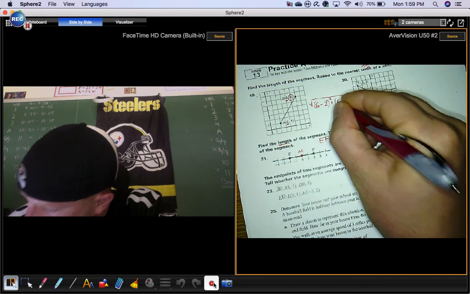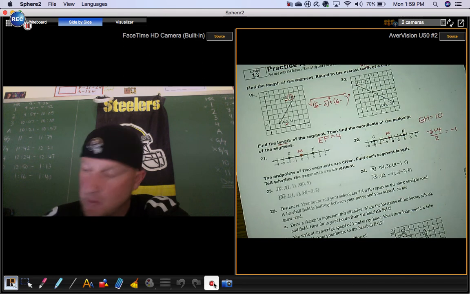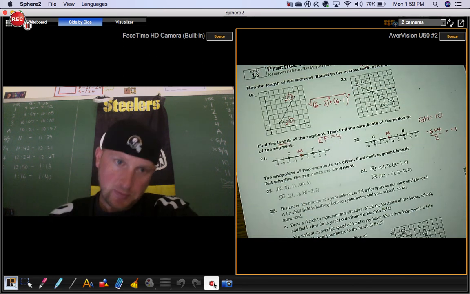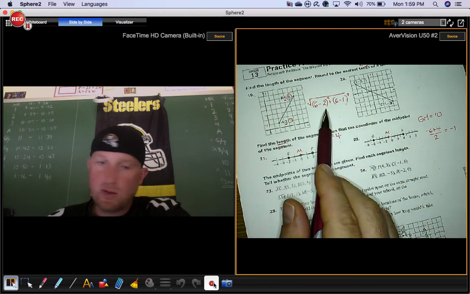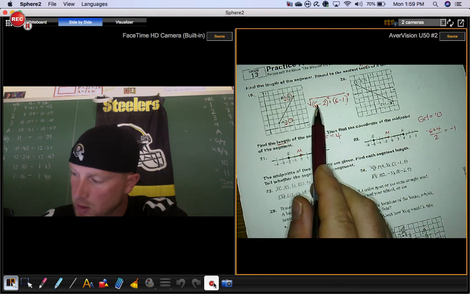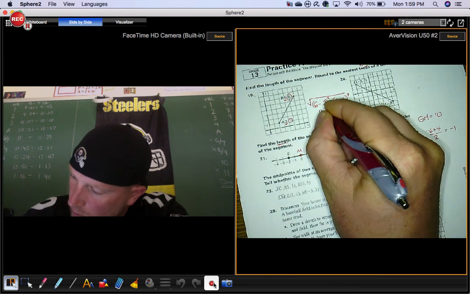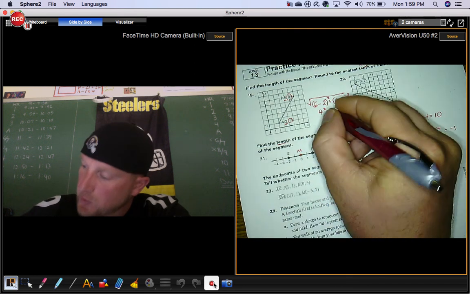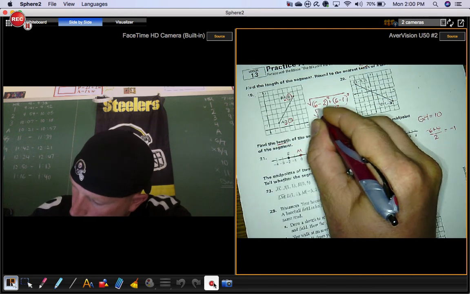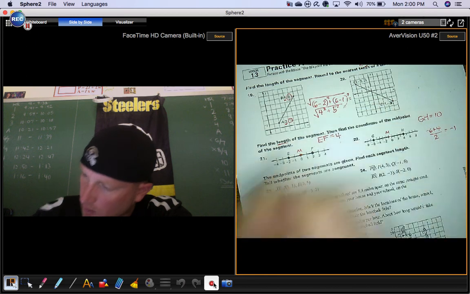I'll circle it this time. 6. What's the other y value? 1. Again, I'm just going to do this in my head step by step so you can see it's not a complicated process. 6 minus 2 is 4. I need to square that. 6 minus 1 is 5. I need to square that. And take the square root of all of it.